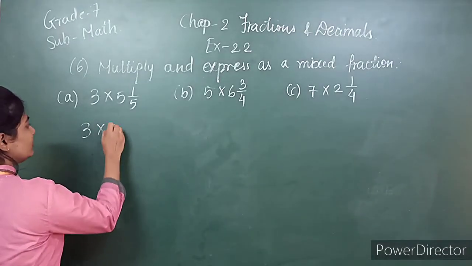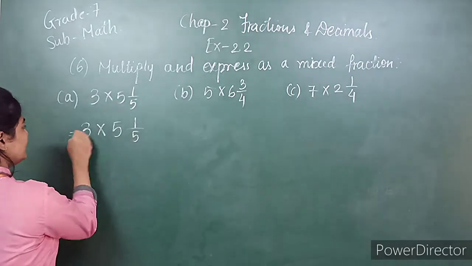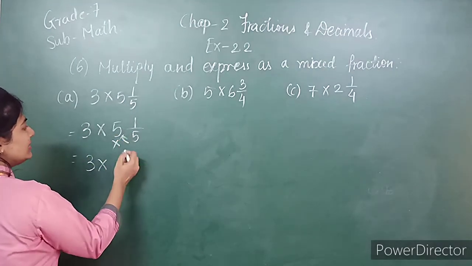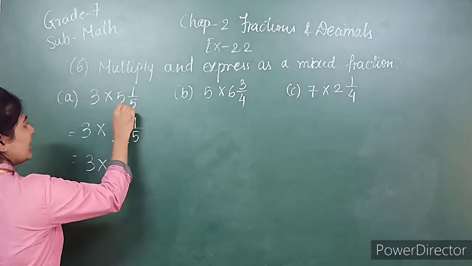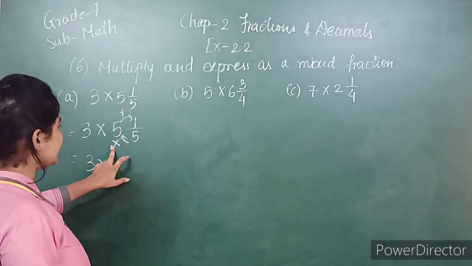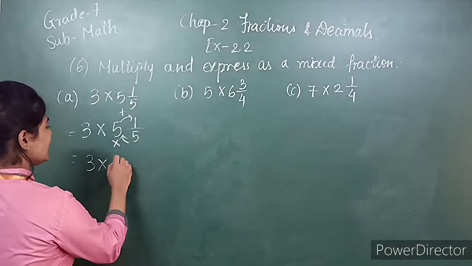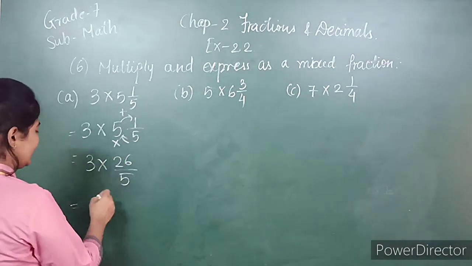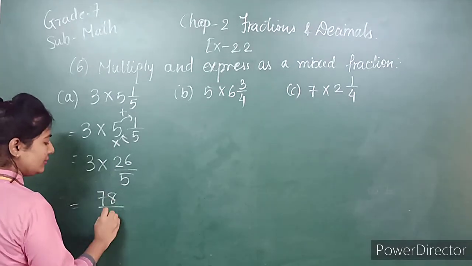So 3 into 5 1 upon 5. So 5 5s are 25, and then we have to add 1. So 5 5s are 25 plus 1, that is 26 upon 5. So here 26 into 3, that is 78 upon 5.